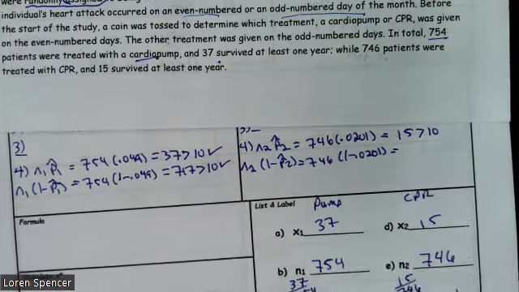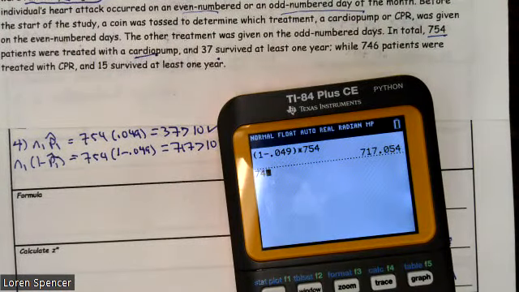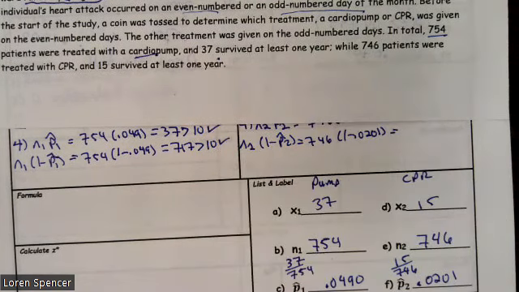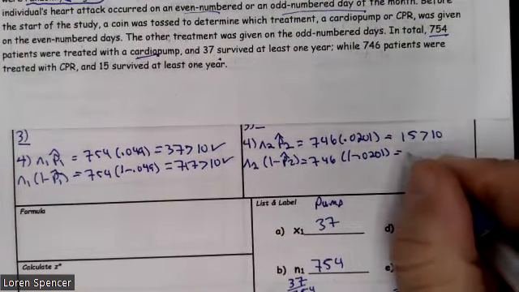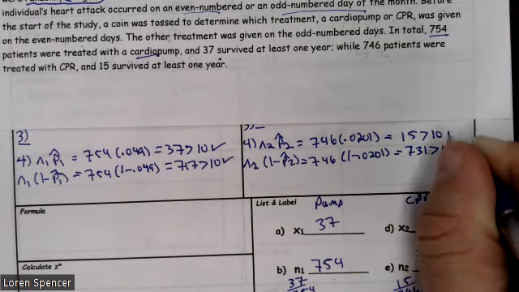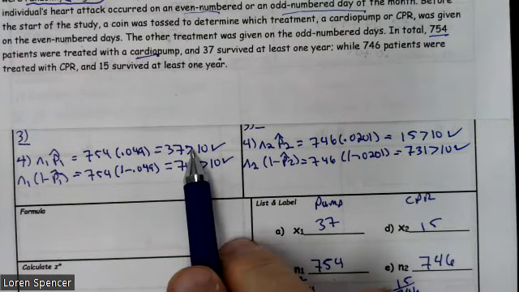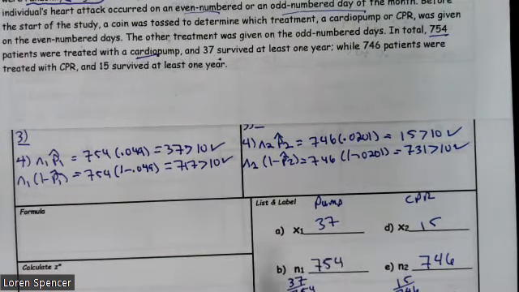And then I come over here and I go, okay, 746 times parentheses 1 minus 0.0201, and that's 731. And that's also greater than 10. So we met normality here, we met normality here, so we're good to go.